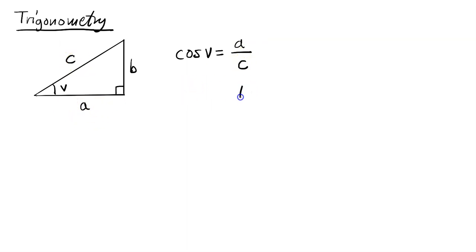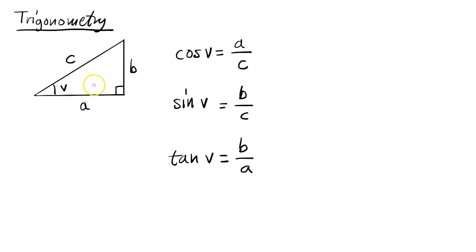Similarly, if you take the opposite cathetus and divide by the hypotenuse, then you call that quotient the sine of V. And if you take the opposite divided by the adjacent cathetus, the quotient of those, then you call that the tangent of the angle.